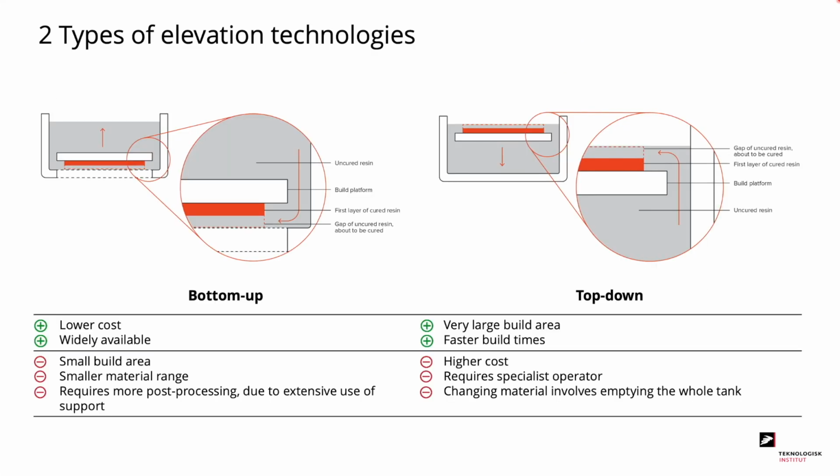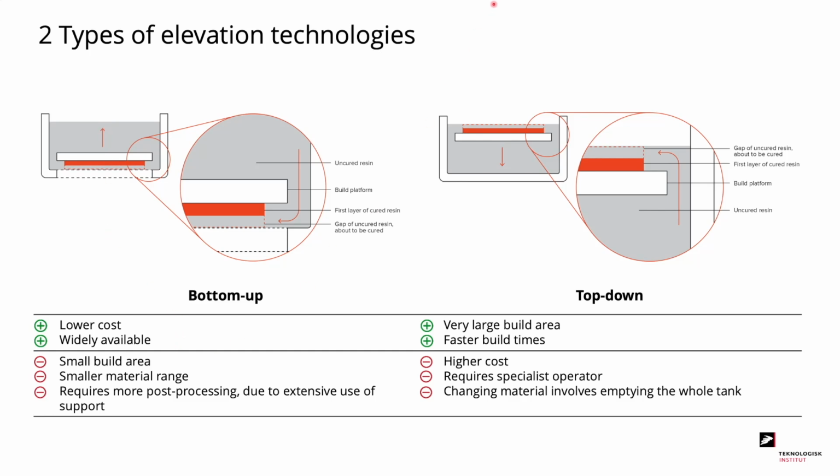VPP printers work in 2 different ways that has to do with elevation. We have bottom-up and top-down. With bottom-up, the light source hits from below. You print on the downside of the platform and the platform is lifted up. This technology has low cost and is widely available.